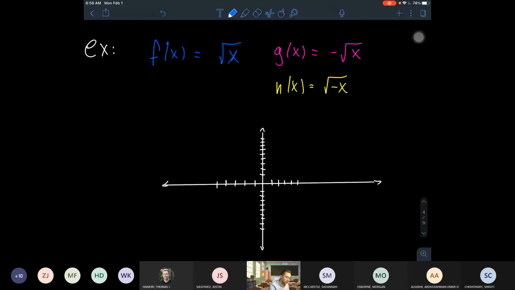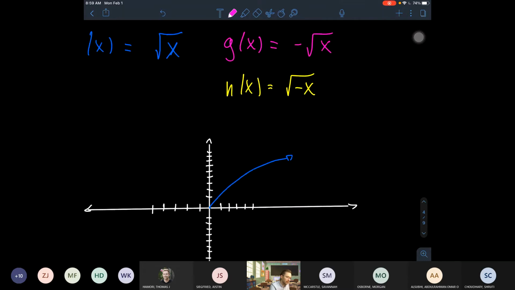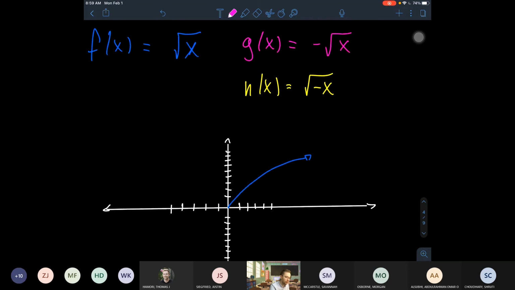So say we have this function, the square root of x. It looks something like that. What's going to happen is if I take the negative of the square root of x, all I'm doing is saying that the height of g of x should be exactly the negative of the height of f of x. So it's going to be reflected across the x-axis. It looks like a mirror image.